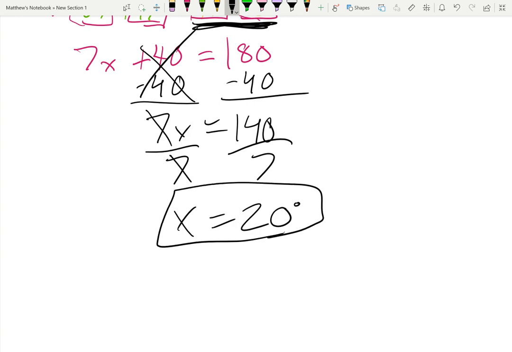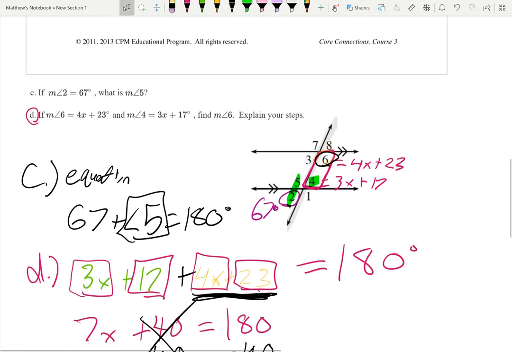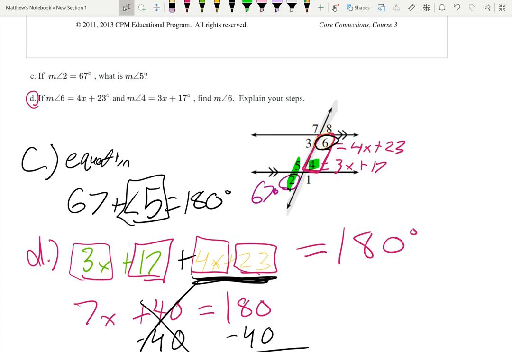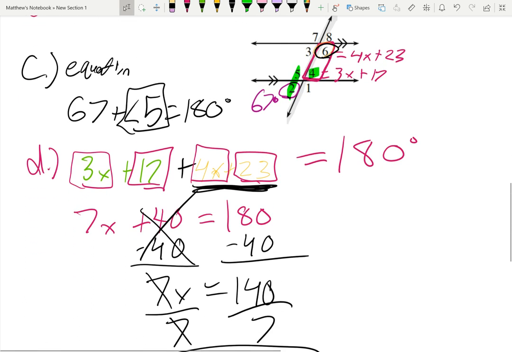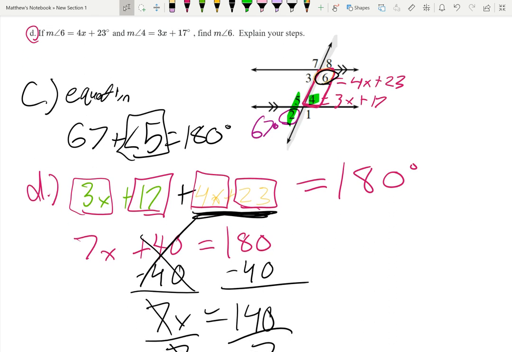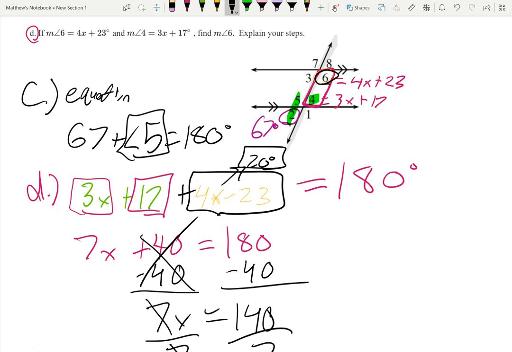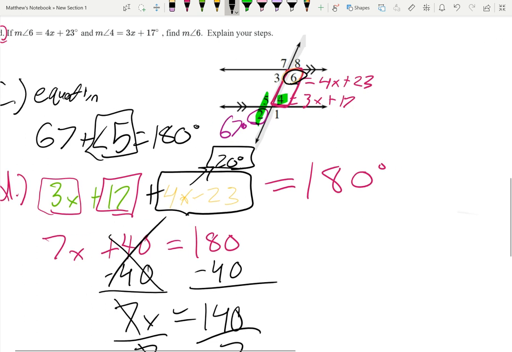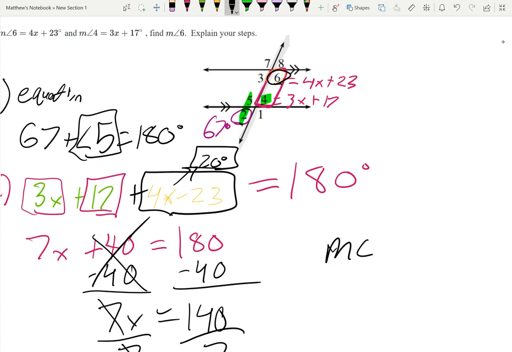All right, now is 20 degrees what the measure of angle 6 is? Well, it looks obtuse, so that doesn't necessarily make a whole lot of sense. What might I have to do to figure out what the measure of angle 6 is, knowing that the equation that represents it is 4x plus 23? Remember, x we just found is 20 degrees. All right, so think about how you can solve what the measure of angle 6 is, knowing that x is 20 degrees, and the equation for the measure of angle 6 is 4x plus 23.